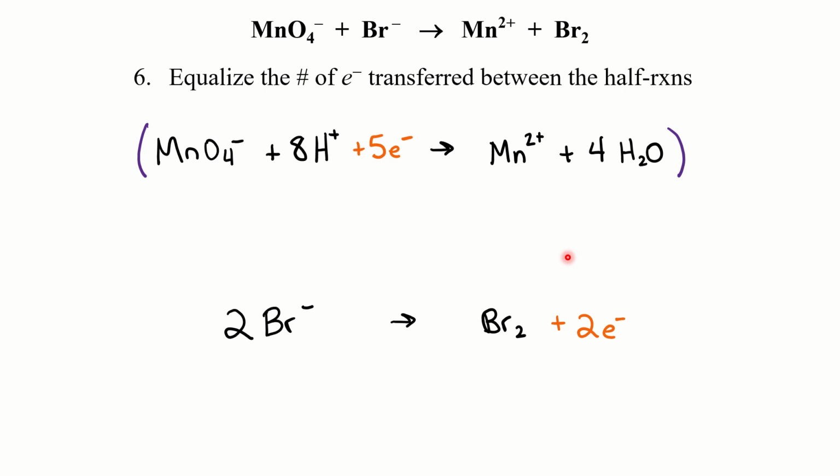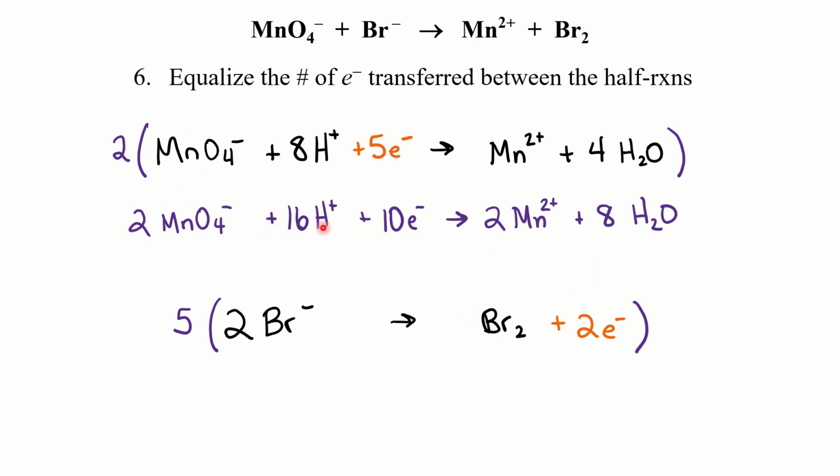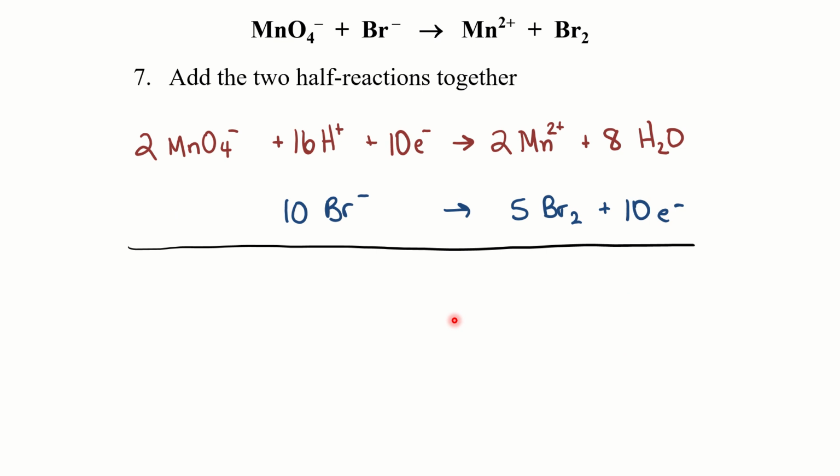Step 6, we need to equalize the number of electrons transferred between the half reactions. I've got 5 electrons here and 2 here, so I'm going to multiply this top half reaction by 2 and this bottom half reaction by 5, giving me 2MnO4 minus plus 16H plus plus 10e minus forms 2Mn2 plus and 8H2O. And then down below, I've got 10Br minus forms 5Br2 and 10 electrons, distributing that 5 to each of these species. And finally, step 7, add the 2 half reactions together.